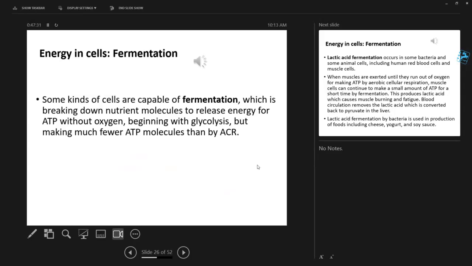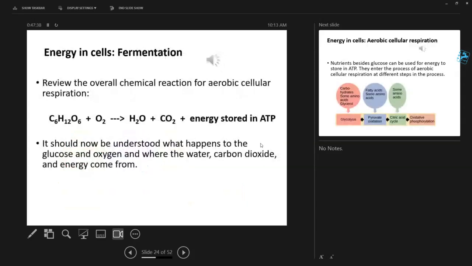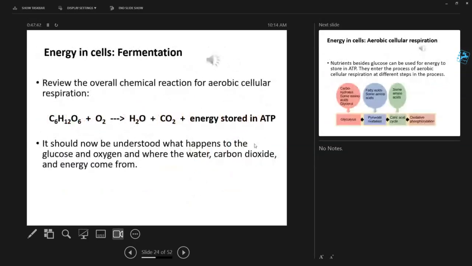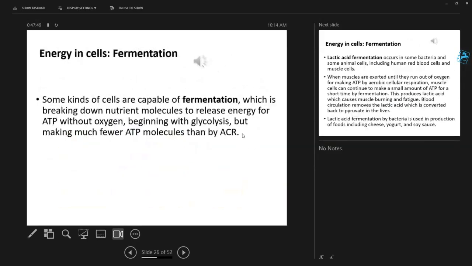Okay, so any questions about that? Aerobic cellular respiration. Complicated, but it all makes sense. Kind of have to just sit in a quiet room and stare at that for a while. So that's how all the cells of your body make energy or get energy out of nutrient molecules.